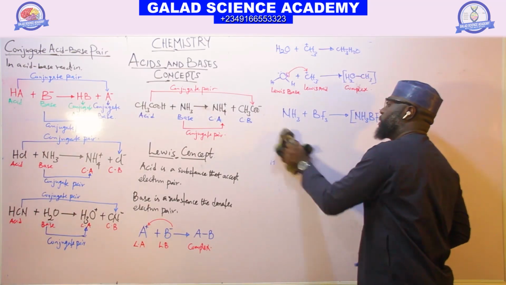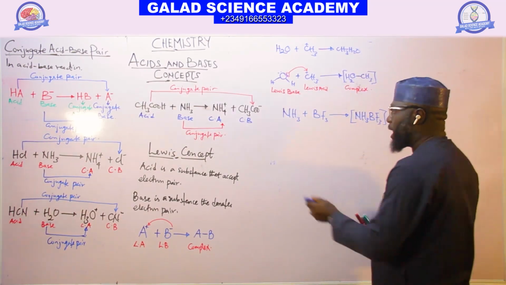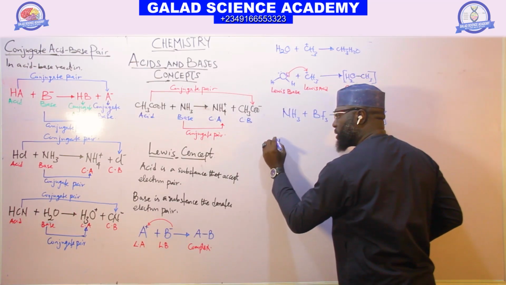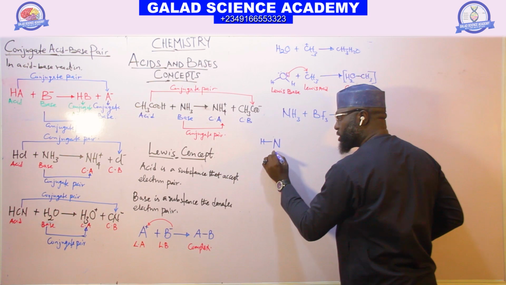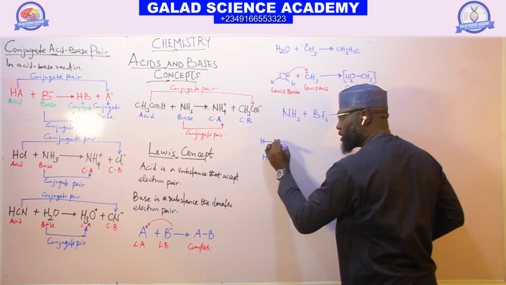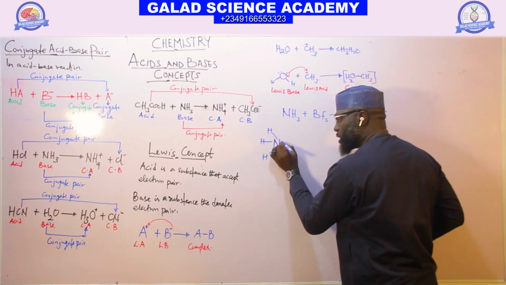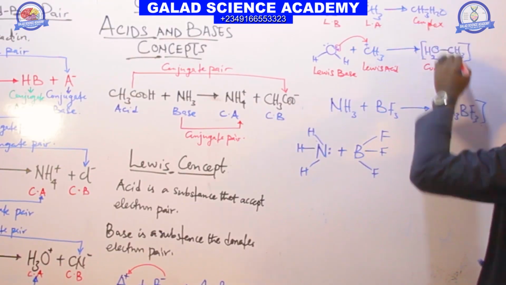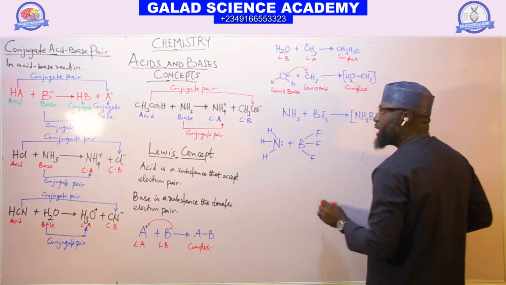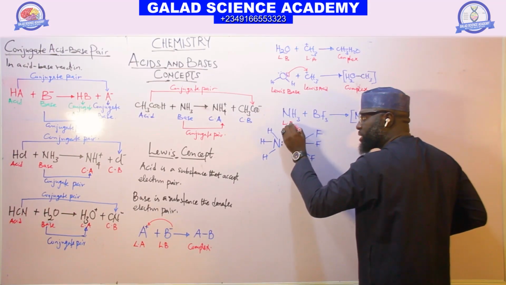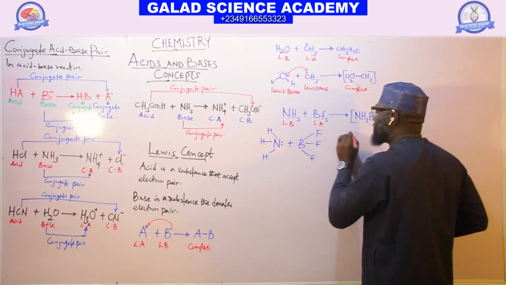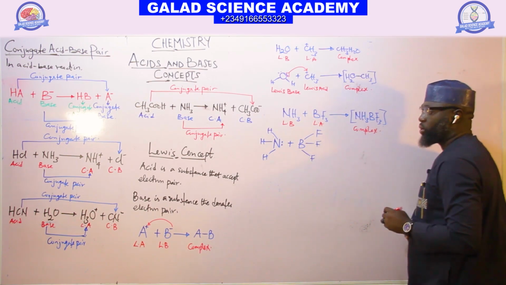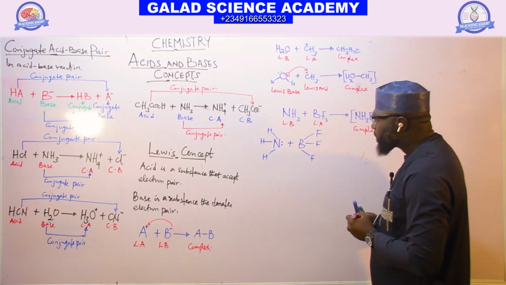Let me do it in this way. This ammonia, NH3, this place we have is a lone pair. So we have what is called a complex. The same thing: Lewis base, Lewis acid. We have a coordinate compound here.